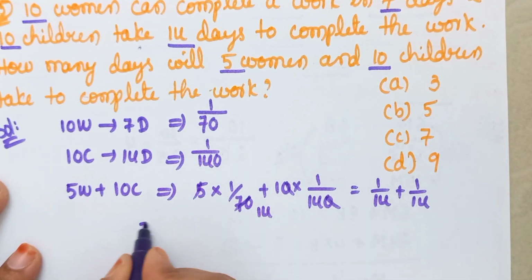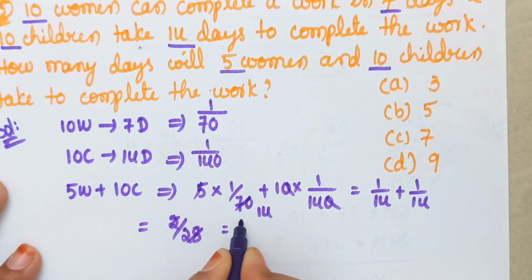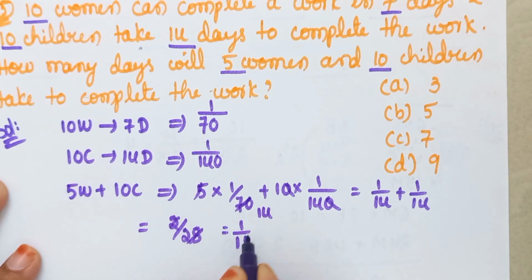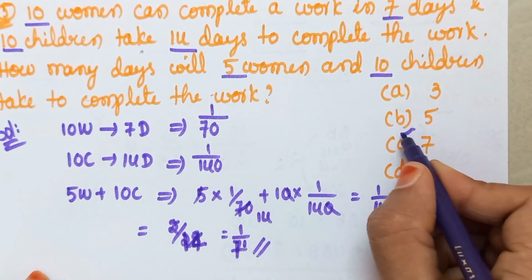So we will get like this. That is nothing but 2 by 28, which is 2 by 14, so 1 by 7. So this is the number of days they take to complete the work. So we have to simply invert it. So 1 by 7 means 7 days.